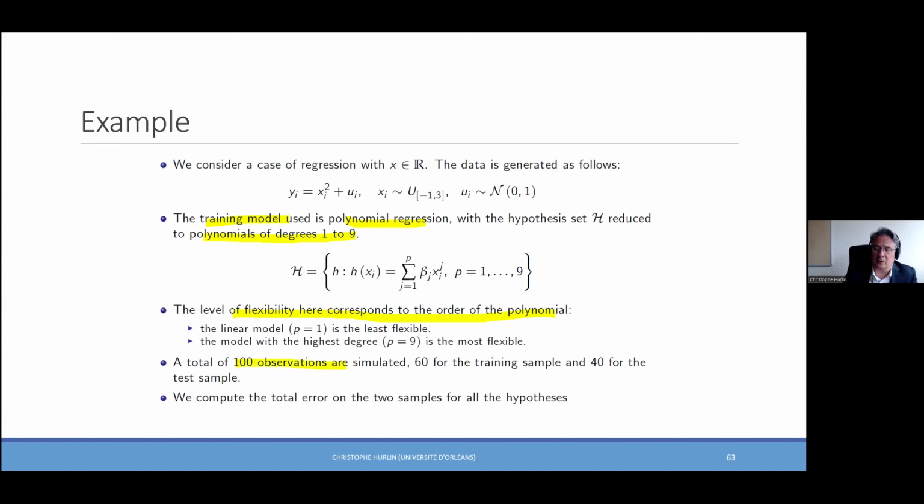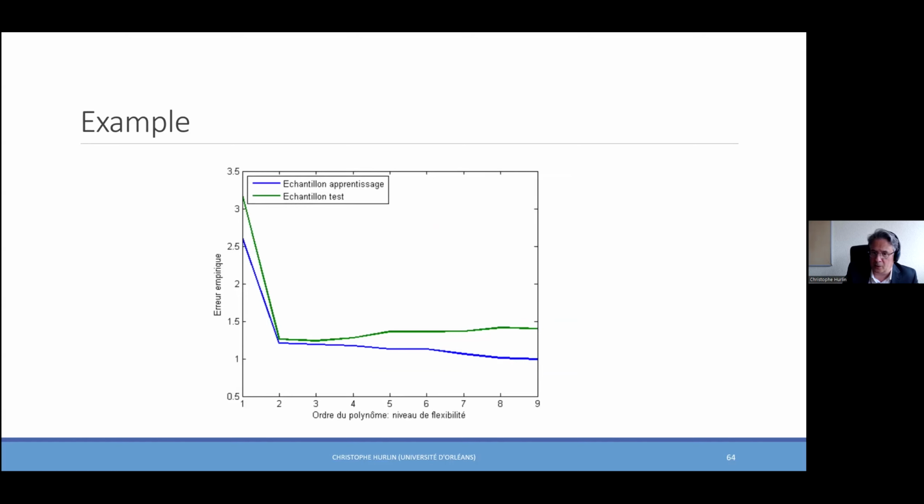We consider 100 observations, 60 for the training sample and 40 for the test set. And we compute the total error on the two samples for all the models. So here you have the order of the polynomial, and here you have the empirical error, so this is an empirical mean square error. What you observe here is the training data set and here the test data set.